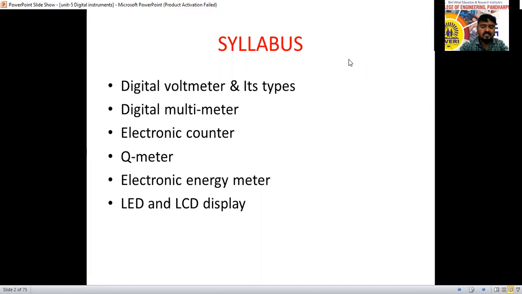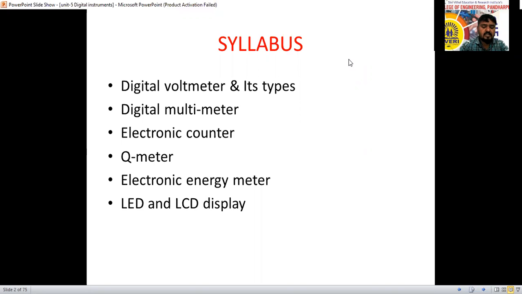All of you are using the energy meter in your house. Is there an energy meter in your house? Yes, that electronic energy meter, we are going to discuss how it operates and all the things we are going to offer here.